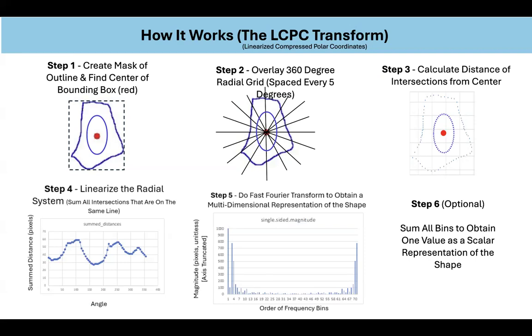For this project, we did the radial grid processing method simultaneously for both the cup and disc outlines on every image. The distance of all intersections on the same grid line will be added together, and therefore the graph in step 4 will only have one y value for every x value. The fast Fourier transform is applied on the linearized system in step 4 to get a multidimensional representation of the shape in step 1. Optionally, we can use different types of indices, such as summing all of the bins from the previous steps in order to get a scalar representation of the shape. In addition to summing all of the bins, we also derive ratios such as the value of bin 2 divided by the value of bin 3.